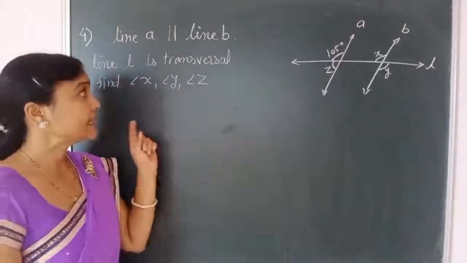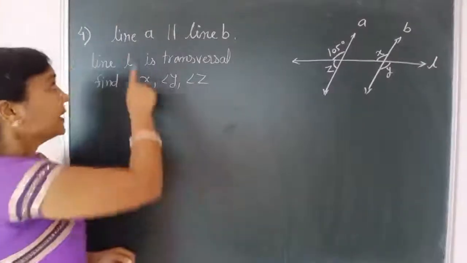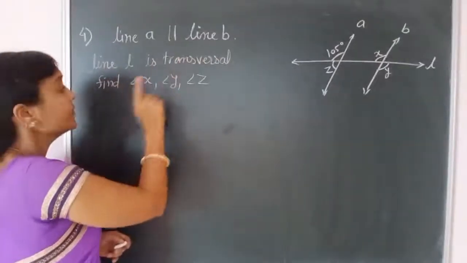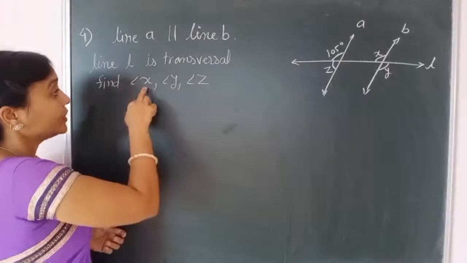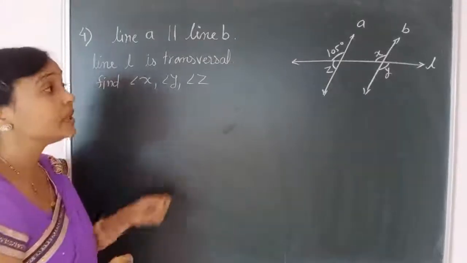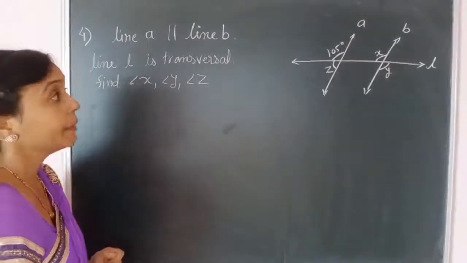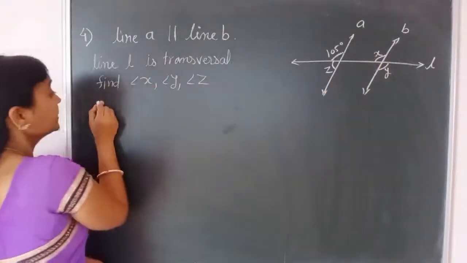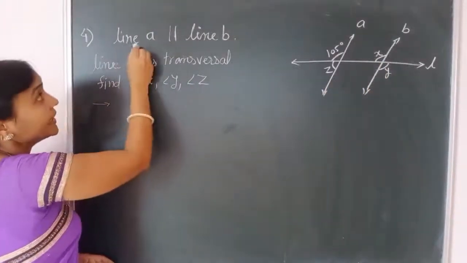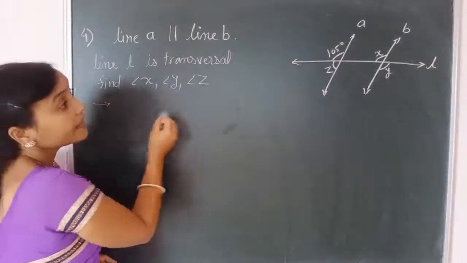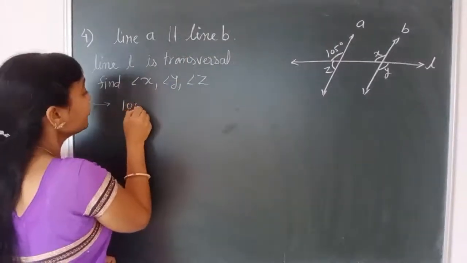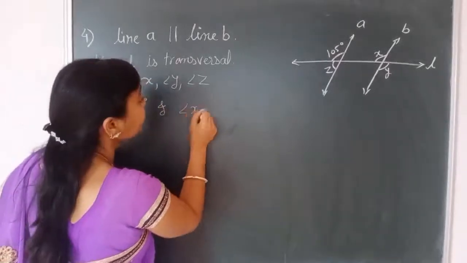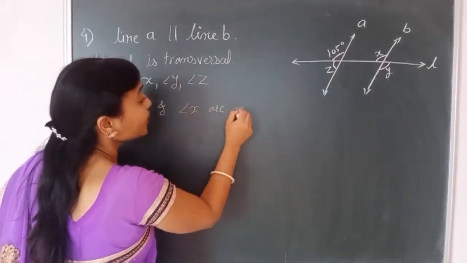Now we see the example number 4. Line A parallel line B and line L is transversal. So we have to find out X, Y and Z by using given information in the diagram. So first we find out X. In the answer we know the line A parallel line B. Therefore 105 degree and angle X are corresponding angles.